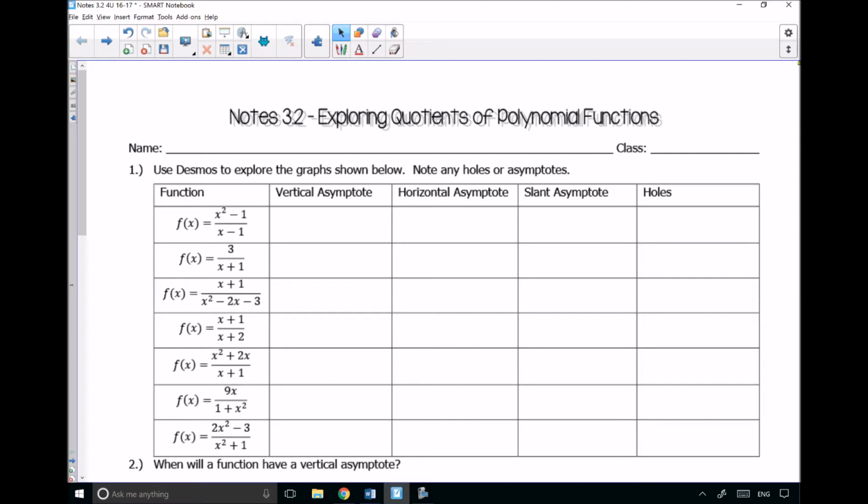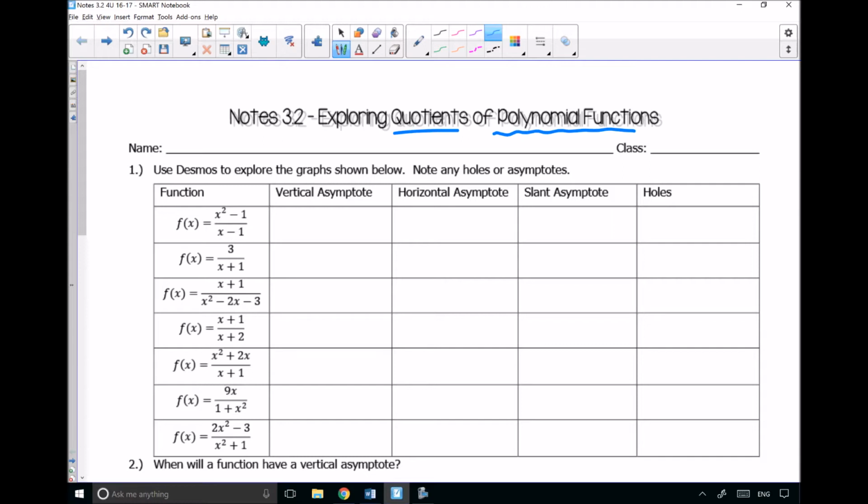Our first function here is a quotient of two polynomial functions. How do I know it's a quotient? Because it's division. And how do I know there are two polynomial functions? Because we've got a quadratic on top and a linear on the bottom. So I want to explore what's going to happen if I have a quotient of polynomial functions.